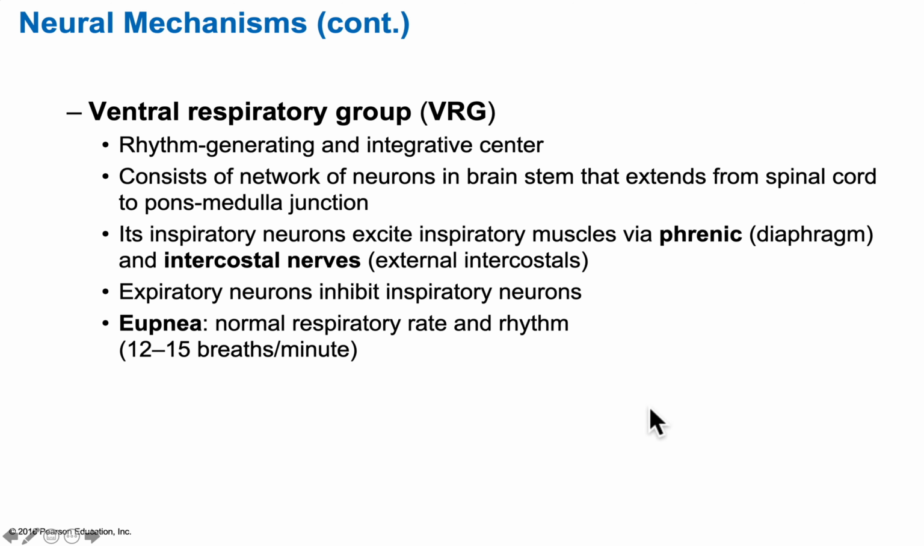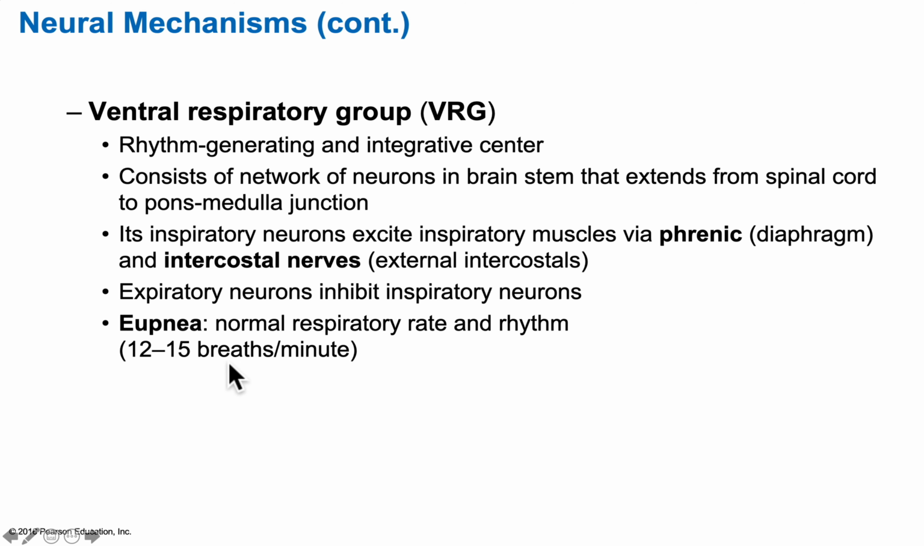When its inspiratory neurons fire, impulses travel from the phrenic and intercostal nerves to excite the diaphragm and the external intercostal muscles. The thorax expands and air rushes into the lungs. And when the VRG's expiratory neurons fire, the output stops, inspiratory muscles relax, the lung recoils, and expiration occurs.